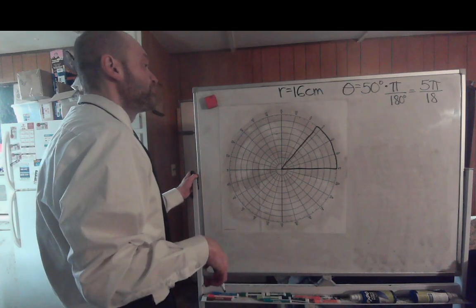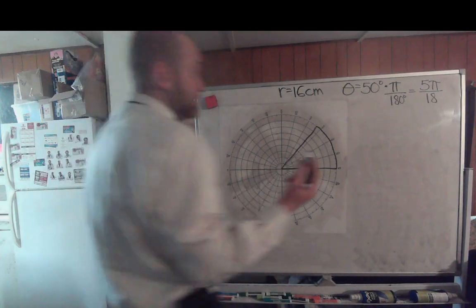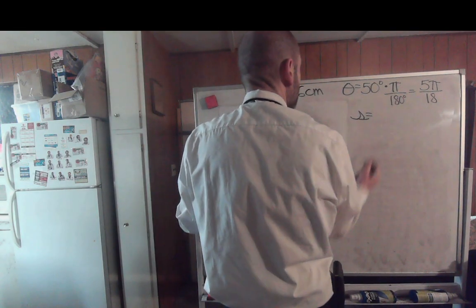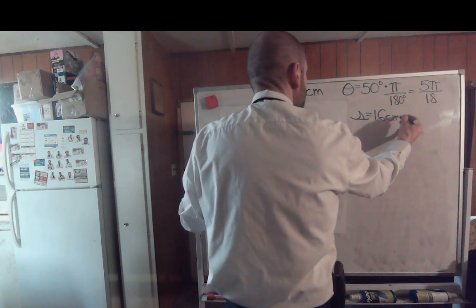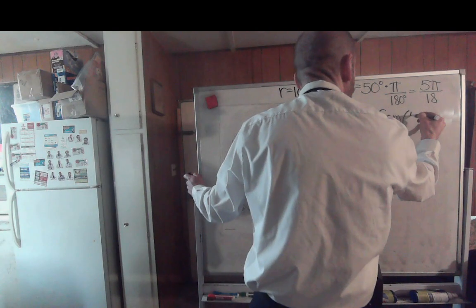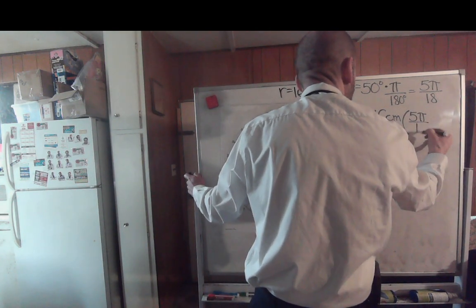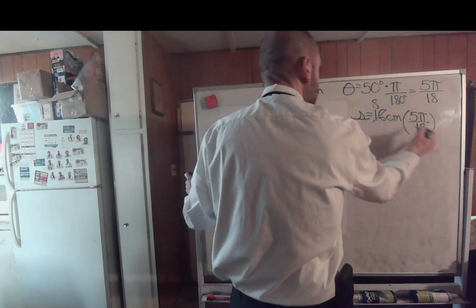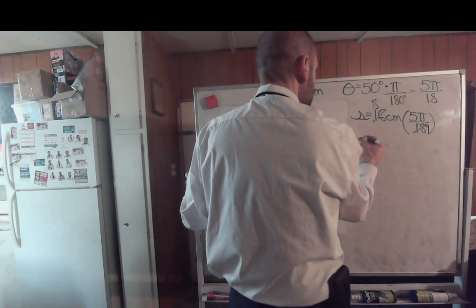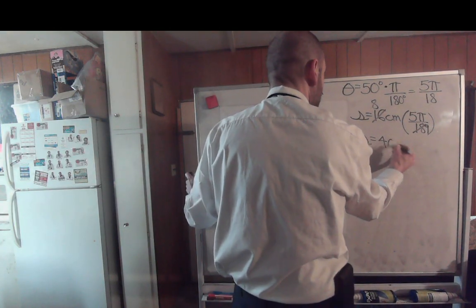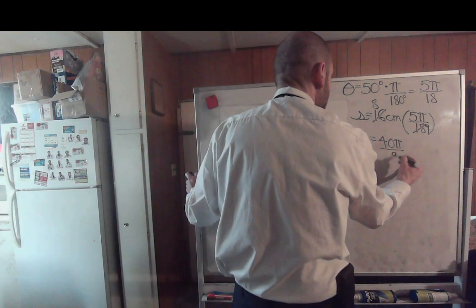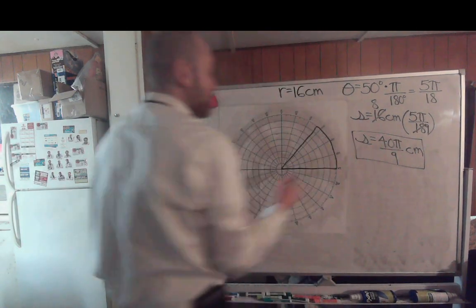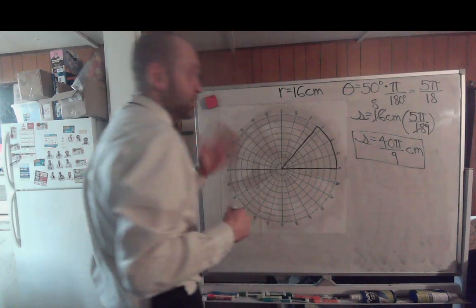Okay, now let's go ahead and do this. So let's find the arc length. So S equals my radius of 16 centimeters times my theta of 5 pi over 18. Well, 16 and 18 are both divisible by 2, so that would give me 8 and then 9. So that means my arc length would be 40 pi over 9 centimeters. So I have an arc length of 40 pi over 9 centimeters. Now let's find the area.